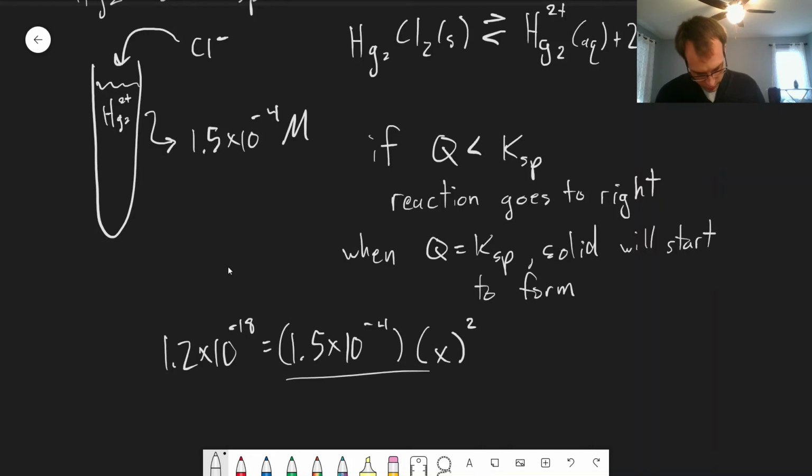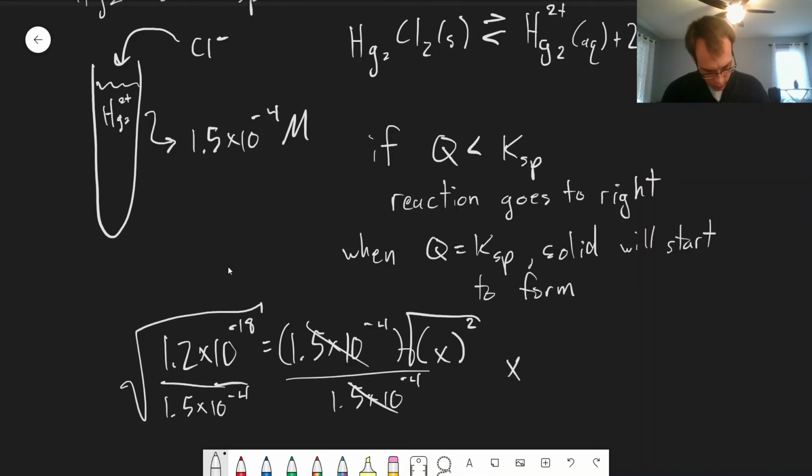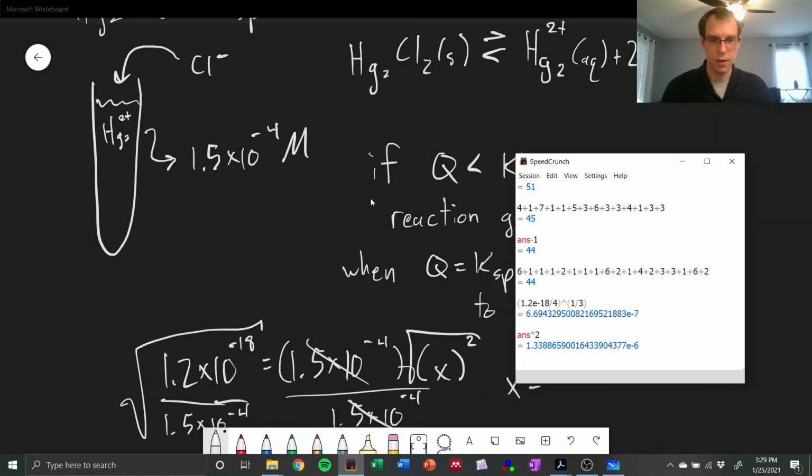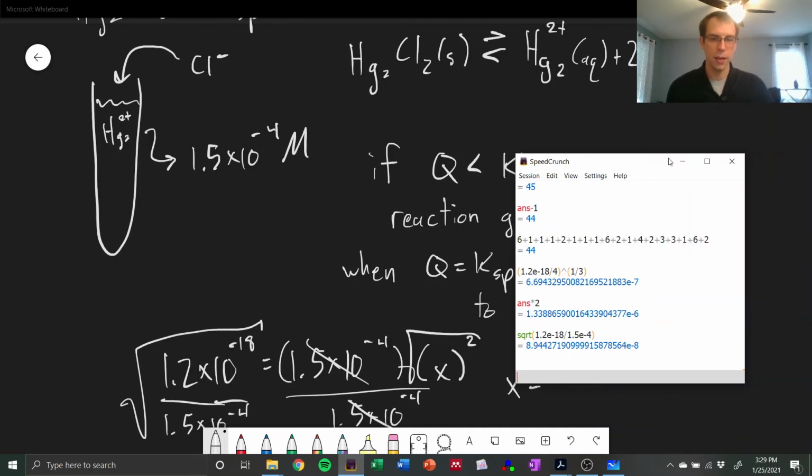Okay, so we can solve this. Divide by 1.5 times 10 to the minus 4. And then we're going to have to take the square root. So we can say that X is equal to the square root of 1.2 times 10 to the minus 18 divided by 1.5 times 10 to the minus 4. So let's go ahead and enter that into my calculator here. Square root of 1.2 times 10 to the minus 18 divided by 1.5 times 10 to the minus 4 equals 8.9 times 10 to the minus 8.